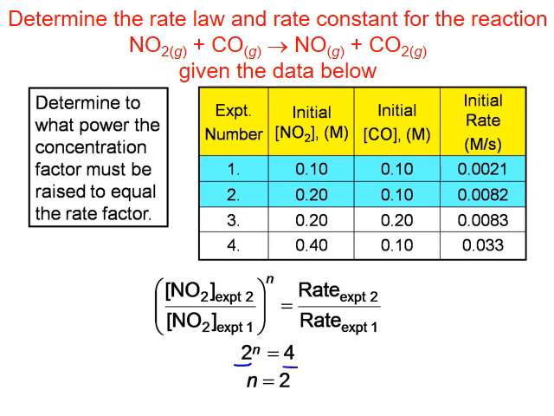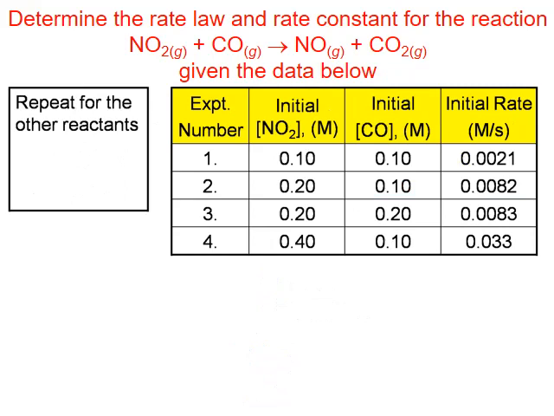We know we raised the concentration to the n exponent, so we put this into the form of 2 raised to the n power equals 4. Well, the only value of n that will give us 4 in this relationship is 2. This reaction is second order with respect to NO2, nitrogen dioxide. We're not done though. We do have to repeat this process for the other reactant, carbon monoxide.